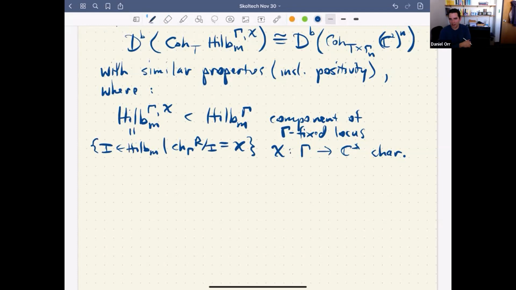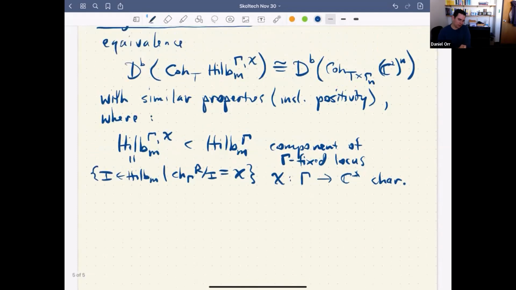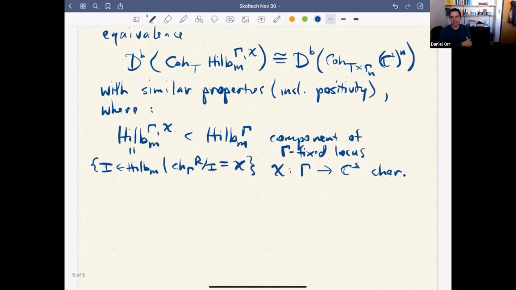So you fix a character chi of gamma, and because gamma is a subgroup of SL2C, it will act on everything. And this R mod I, this quotient, will be a finite dimensional representation of gamma. And you can ask for the ideals where the quotient has character chi. So this breaks up into components. If you take a random chi, it might be empty. But if it's not empty, then it gives you a resolution.